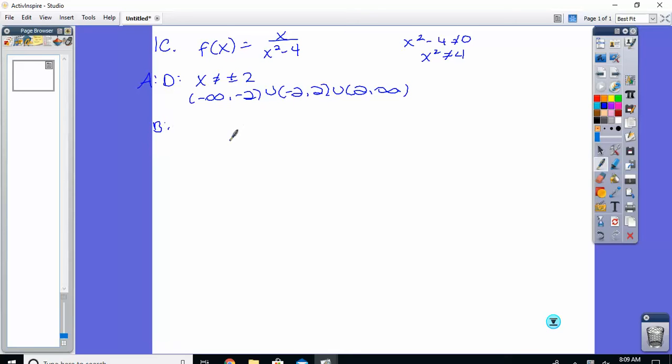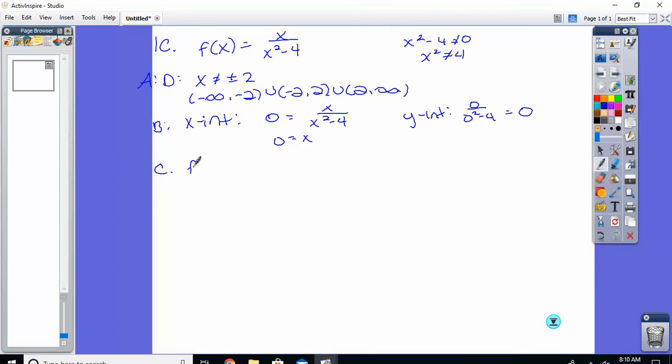B, I asked for x and y intercepts. So the x-intercept, that's when y equals 0. So if I put in a 0 for my f of x, the first thing you would do in solving that is multiply over your denominator, and 0 times anything is 0, so you just get x equals 0 for the x-intercept. For the y-intercept, if you plug in 0 for all of your x's, you also get 0. So x and y-intercepts are both 0.